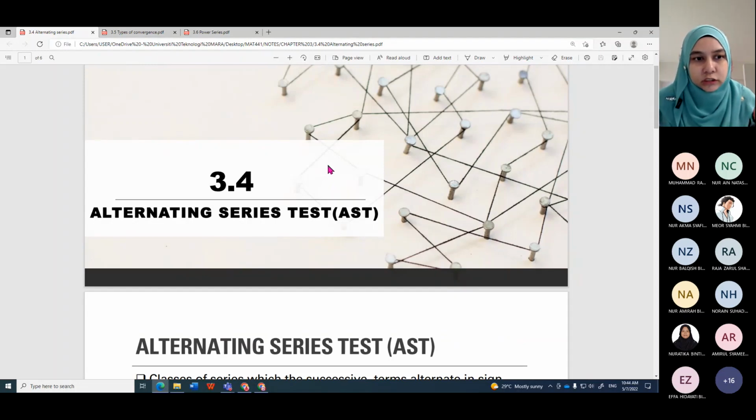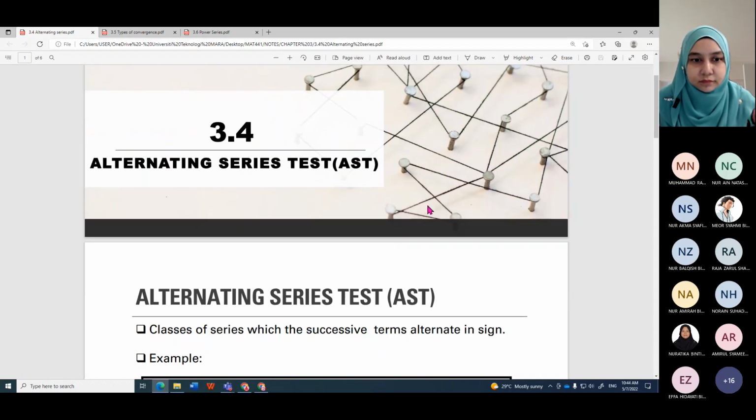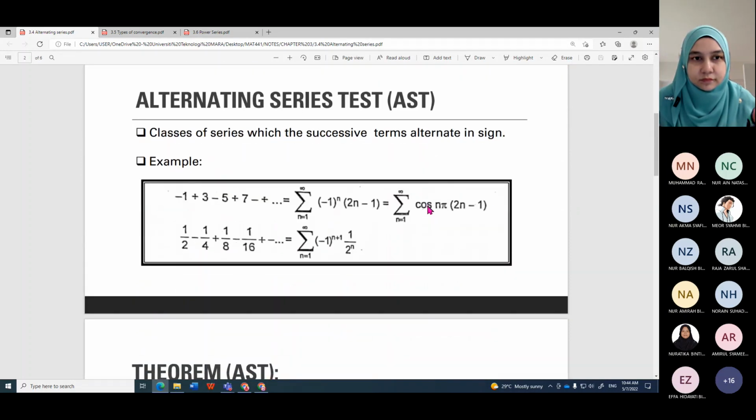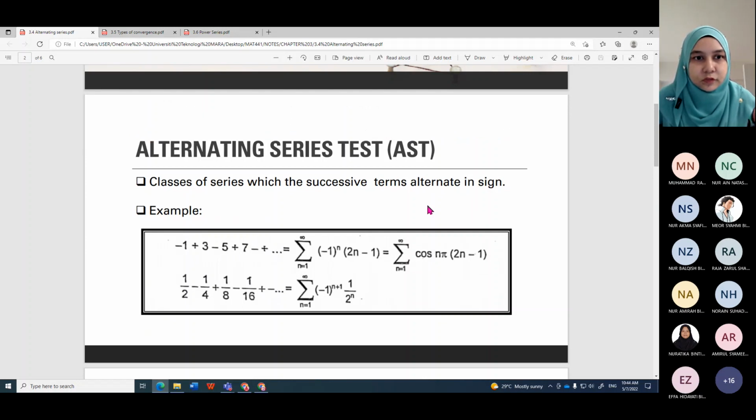Subtopic 3.4, the alternating series test, or AST. The introduction for the alternating series test: we use this test for classes of series in which successive terms alternate in sign.